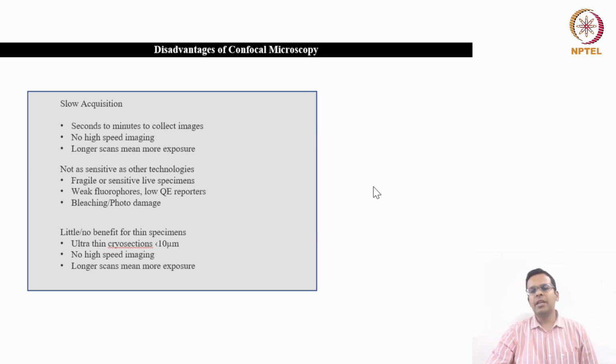So in summary, if you are imaging thick samples like thick tissue samples, or maybe entire human eukaryotic cells, then you should go for confocal microscopy.